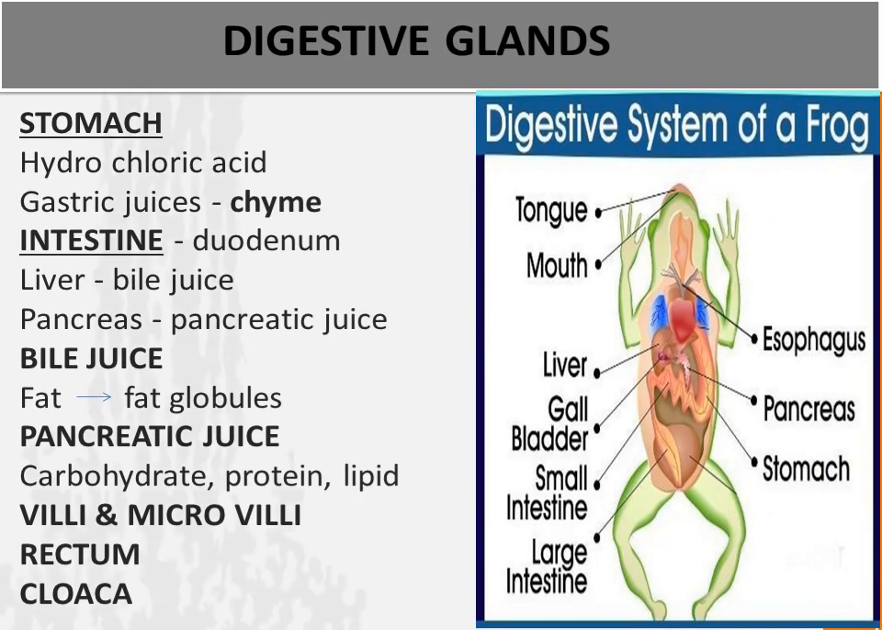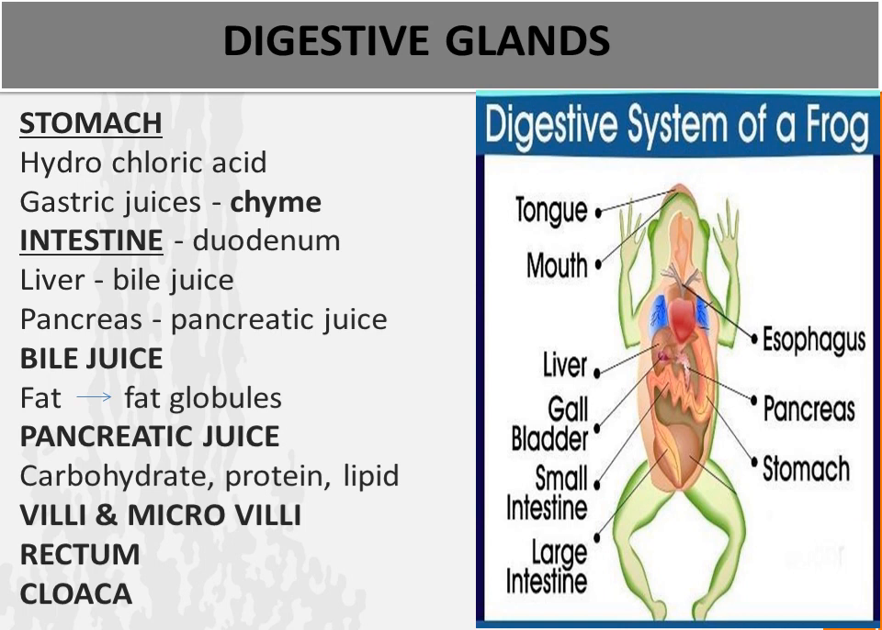Let us see the digestive glands. In the previous slide, we spoke about the organs of the digestive system, right? Let us see what glands, enzymes or secretions help in the digestion process. The first region, of course, is the mouth. There is no specific digestive enzyme secreted in the mouth. The enzymes start to be secreted in the stomach region.